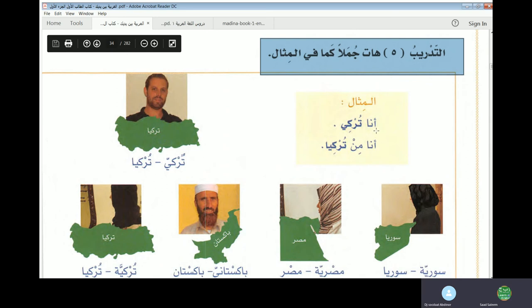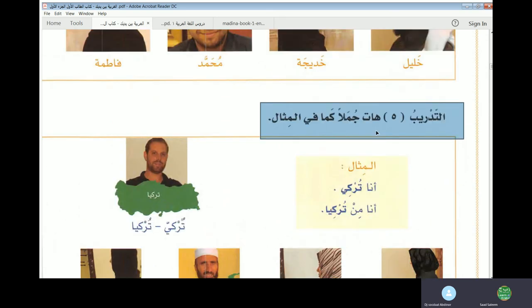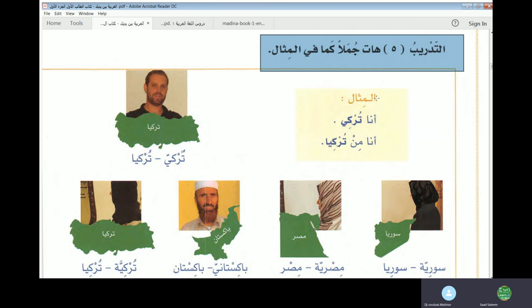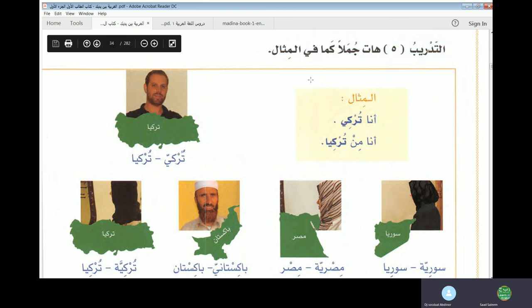Also like that, التدريب الخامس. Fifth exercise. هات الجمل كما في المثال. Bring the sentence like the last example, like the one in the example.